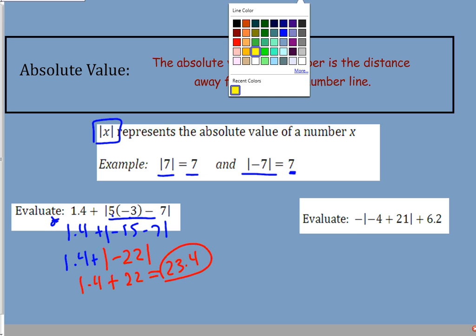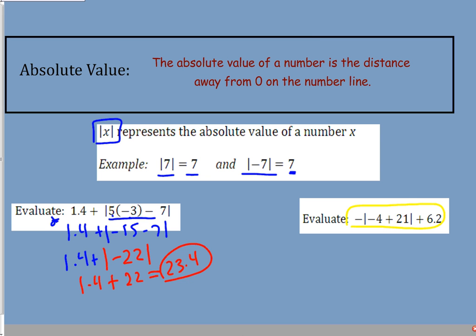Now if I take a look at this one, notice I've got a subtraction in front of the absolute value. That's okay. I've got to deal with that. All that means is whatever my answer is, I make it negative. So in here, 21 plus a negative 4 is going to be 17, plus 6.2. So this is outside, so it becomes negative 17. This is outside of the absolute value.